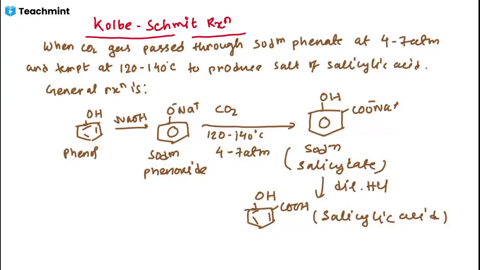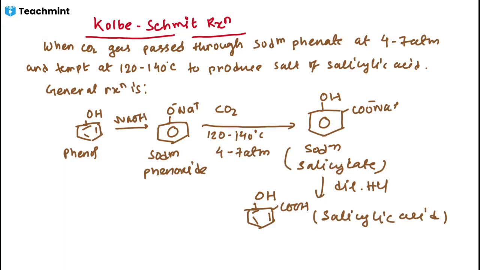In the Kolbe-Schmitt reaction, carbon dioxide is passed through sodium phenate at 4 to 7 atm pressure and a temperature of 120 to 140 degrees centigrade to produce salicylic acid. In the general reaction, phenol is treated with sodium hydroxide to produce sodium phenoxide. Sodium phenoxide is treated with carbon dioxide at 120 to 140 degrees centigrade and 4 to 7 atm pressure, and we get sodium salicylate. Acidifying the sodium salicylate gives salicylic acid.